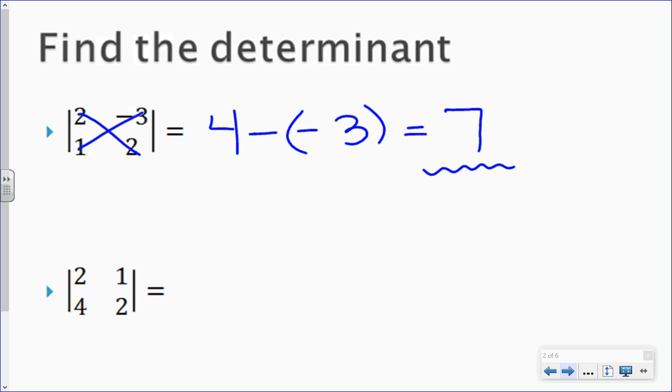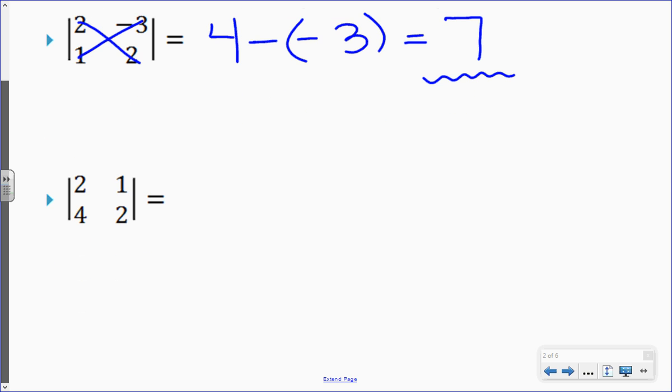Not that you need to, but we need to talk about a special case. We have the 2 by 2 matrix of 2, 1, 4, 2. Eli, what would the determinant be? 0.